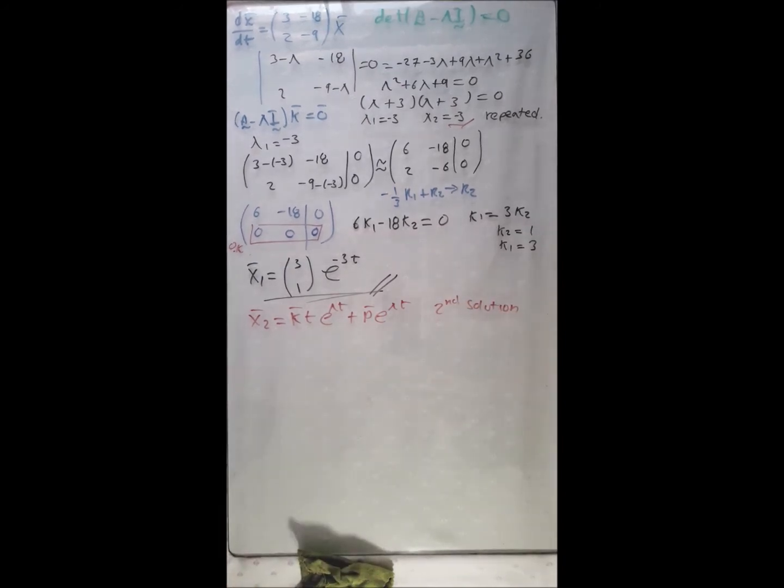Alright? Now, the k vector, you already have it, is this one. This is the k vector. The value of lambda, you already know it. The only thing that you don't know here is the value of p vector.